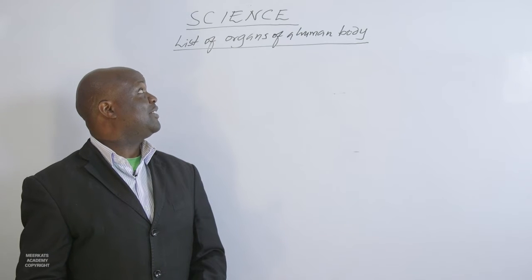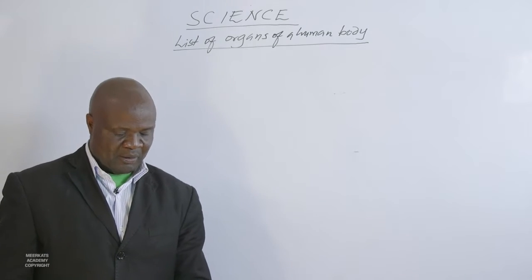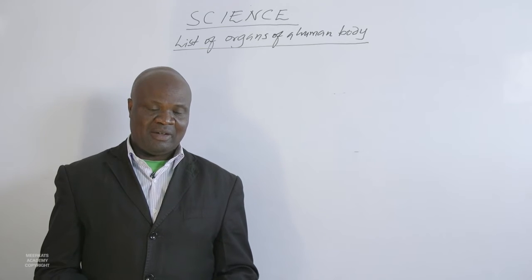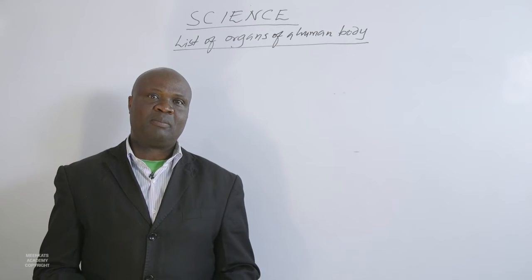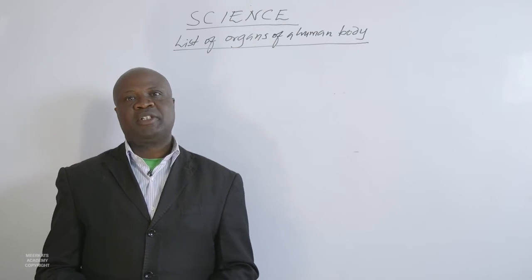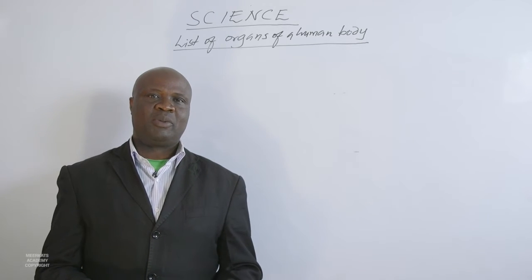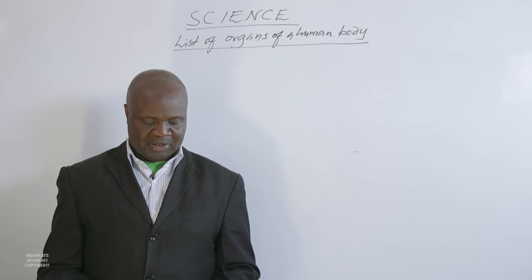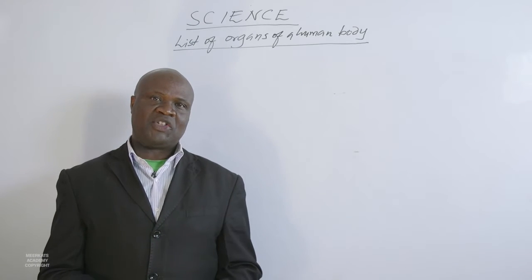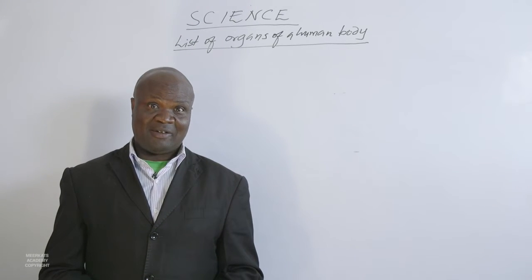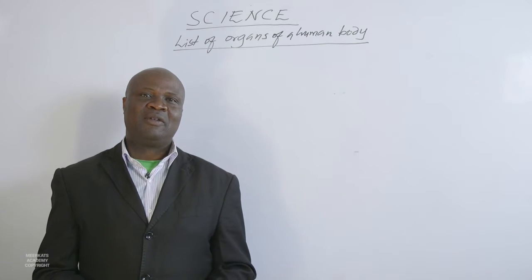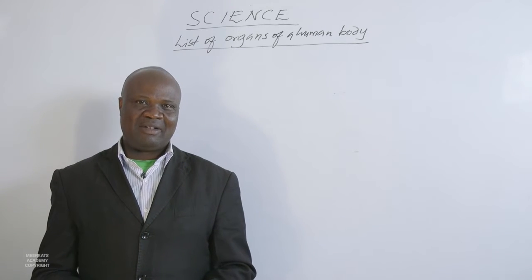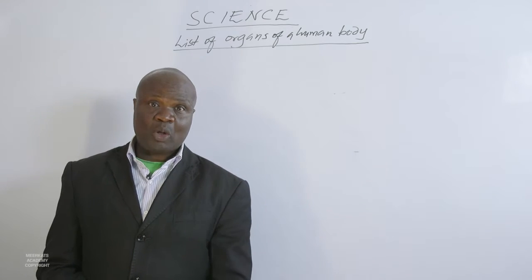In today's science lesson, we shall discuss lists of organs of a human body. We had seen one or two. We were starting about the human body systems, and we had seen that each body system has a number of organs that are performing a particular function that is important as far as the life of a human being is concerned, or any living being that we are talking about.